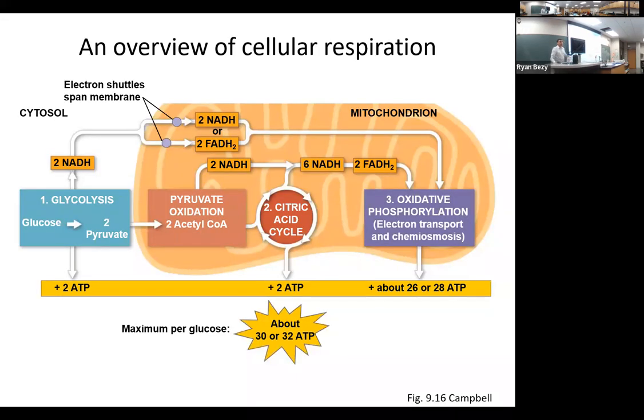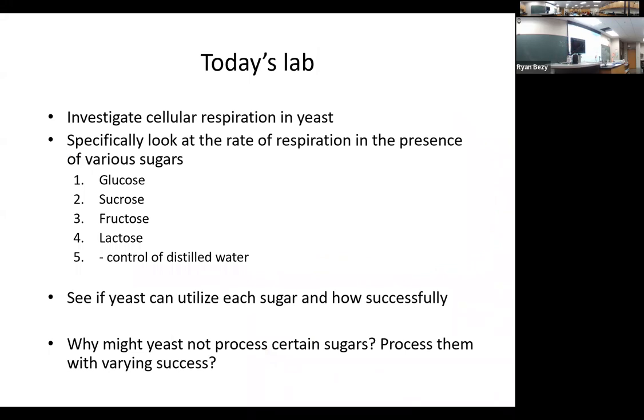All right, today's lab, we're going to investigate cellular respiration, specifically how different kinds of sugars are able to be used or not used by yeast to do cellular respiration. So we're looking at the rate of respiration in the presence of yeast mixed with either glucose sugar, yeast mixed with sucrose, yeast mixed with fructose sugars, yeast mixed with lactose sugars, and then our control is just going to be yeast mixed with water, no sugar at all.